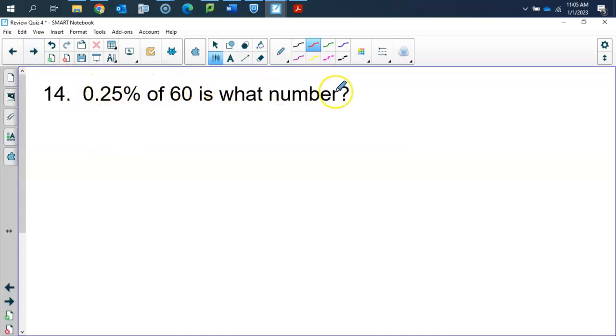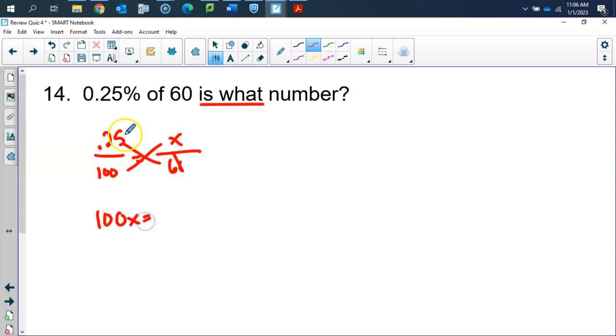0.25% of 60 is what number? Go. Again, percent proportion. 0.25 over 100 equals, is next to what number? So that's x. 60 is the whole. Cross multiply: 100x equals 0.25 times 60, which is 15. Divide both sides by 100, and we get 0.15.